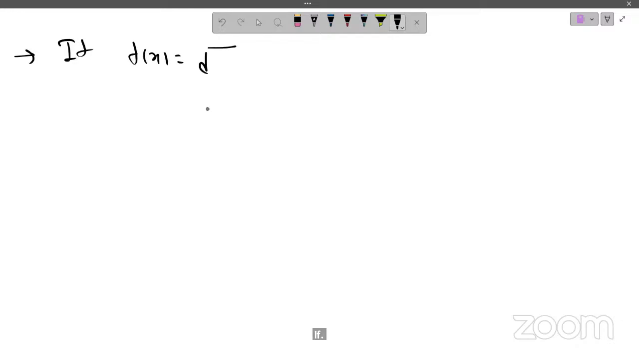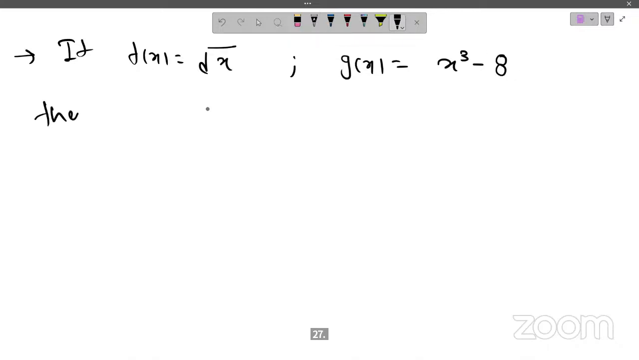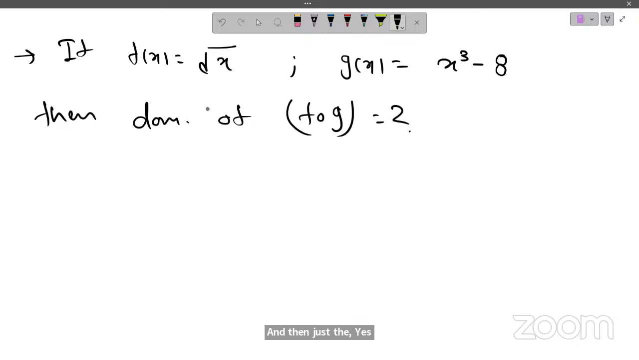If f of x is under the root of x and g of x is x cube minus 27. Same question. Then what is the domain of f composite g? It's an easy question on the basis of domain of f composite g. Just write it down, and post it. We'll discuss.